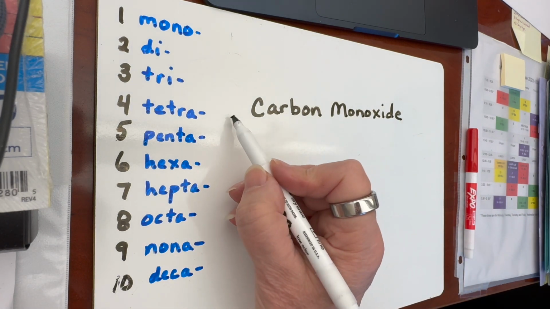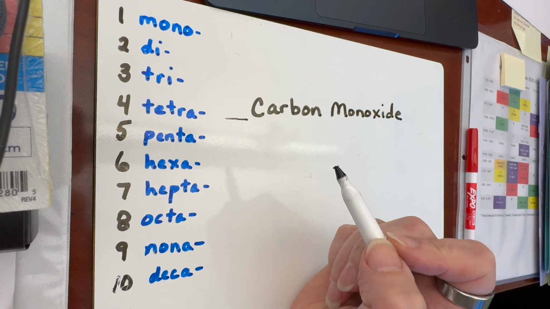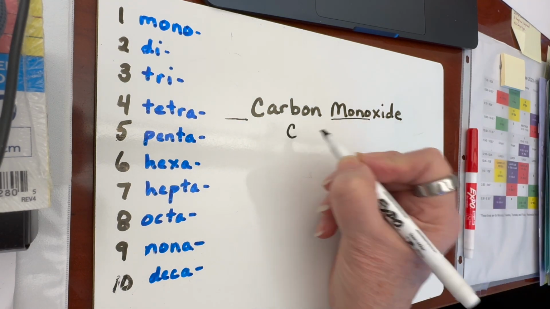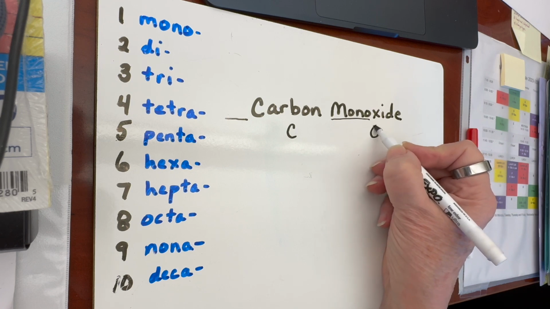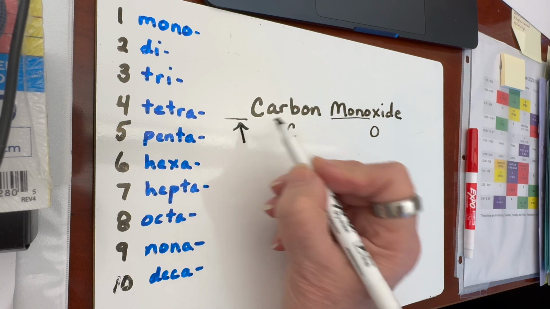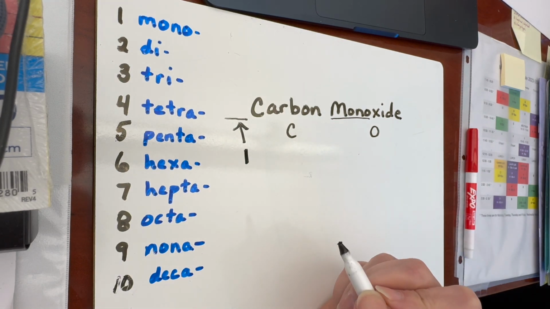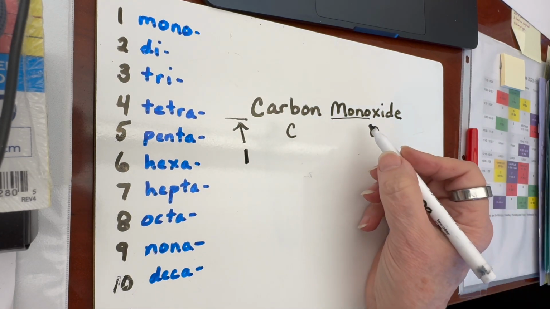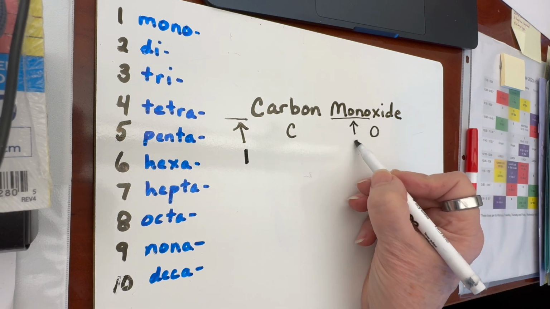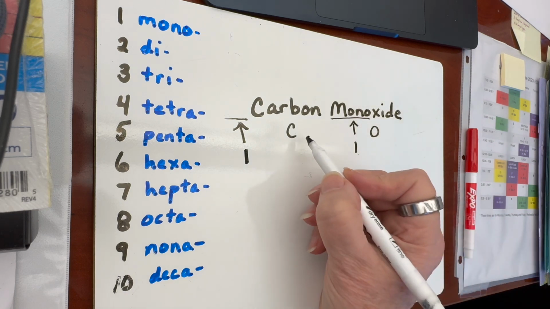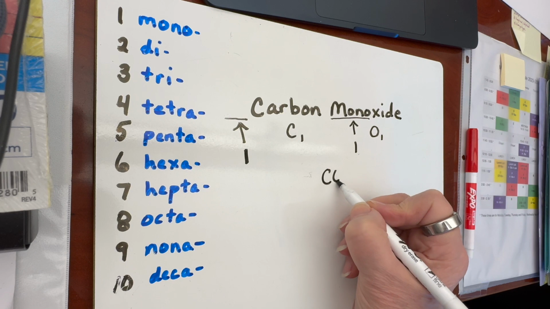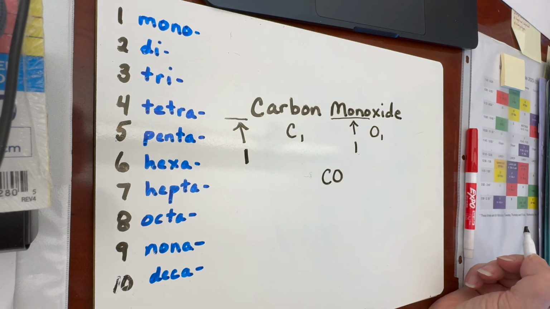So in this one, our carbon doesn't have a prefix on it, but our oxygen does. So this is carbon, oxide is oxygen. If there's no prefix, that means 1. You always have a prefix on the second name, and mono means 1. So we have 1 carbon, 1 oxygen, so our formula is just CO.